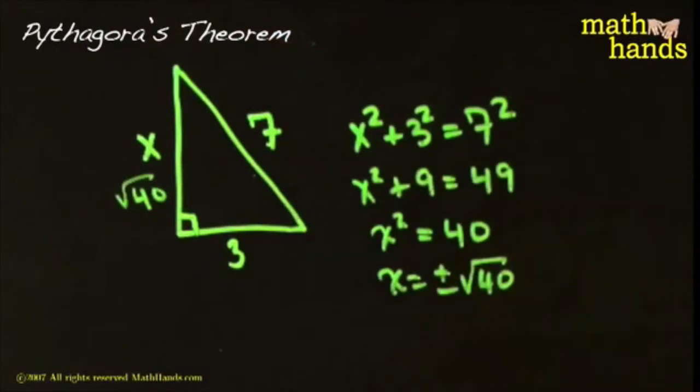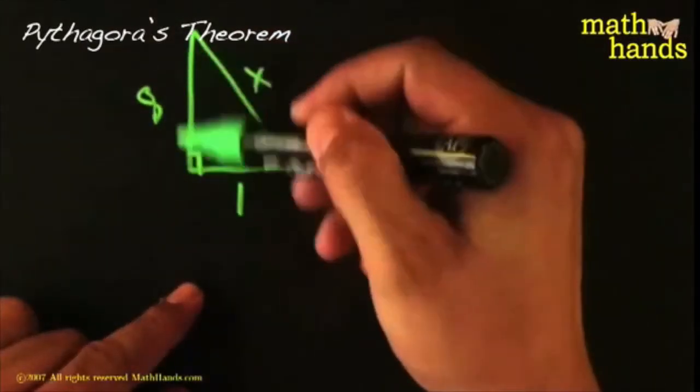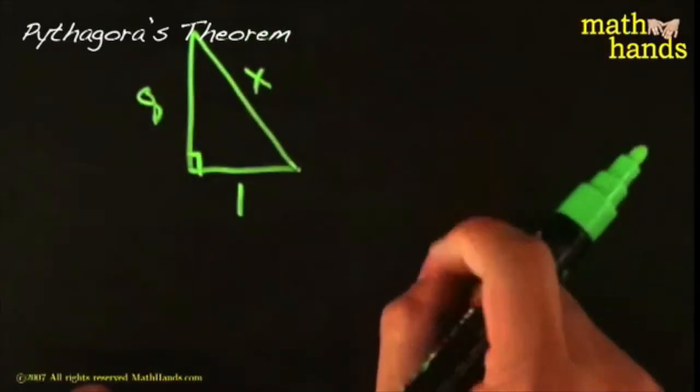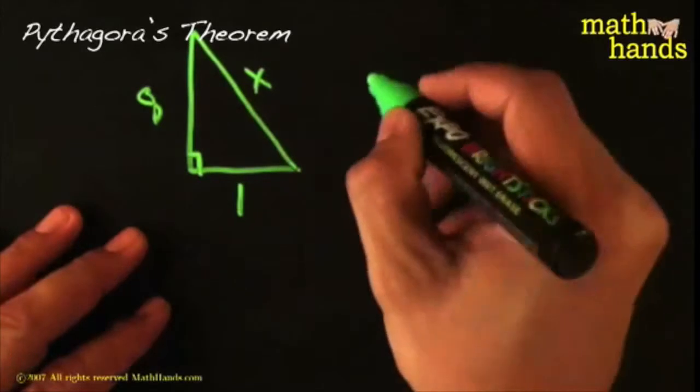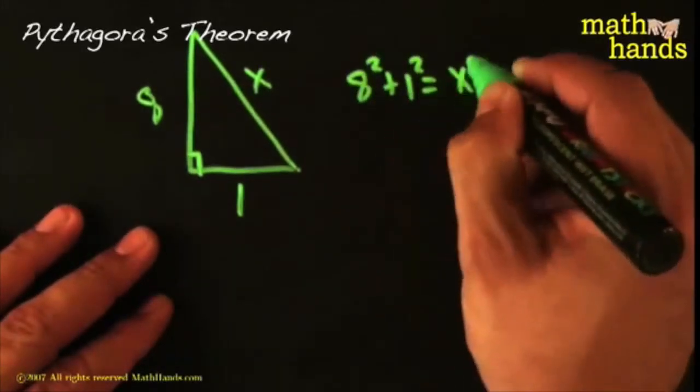Let's do that again. Suppose this time you know one of the legs is 1 and the other leg is 8, but you don't know the hypotenuse. No problem. You know two of the sides, you want to know the third one, it's Pythagoras time. So Pythagoras would say 8 squared plus 1 squared is equal to x squared.